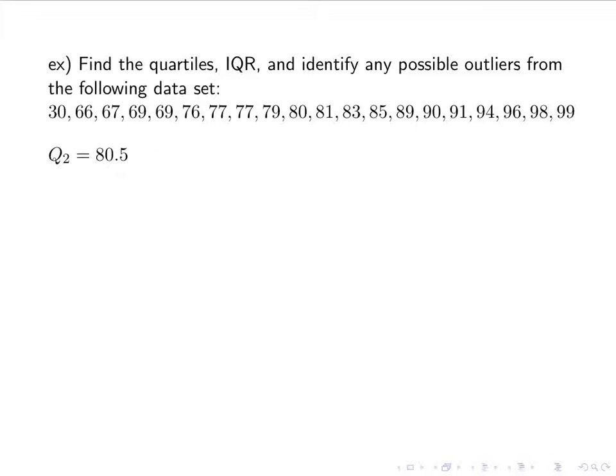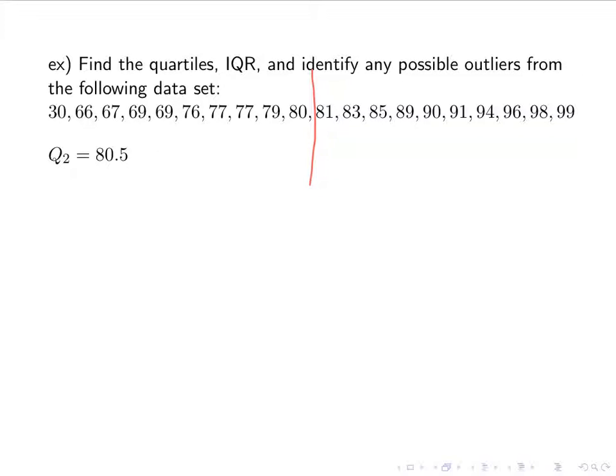So 80.5 is Q2. Again, that splits the data in half. It doesn't have to be a value, right? 80.5 isn't one of our actual values, but half of the data is below 80.5 and half of the data is above 80.5.